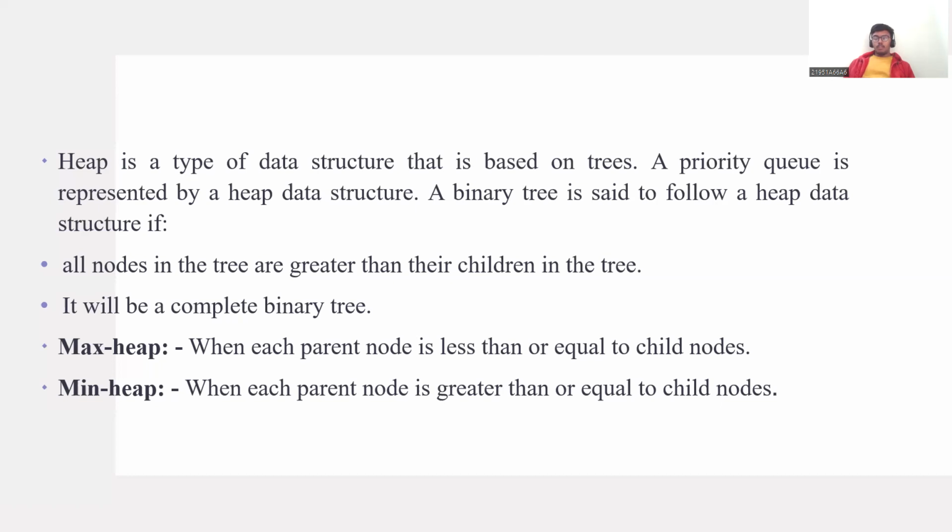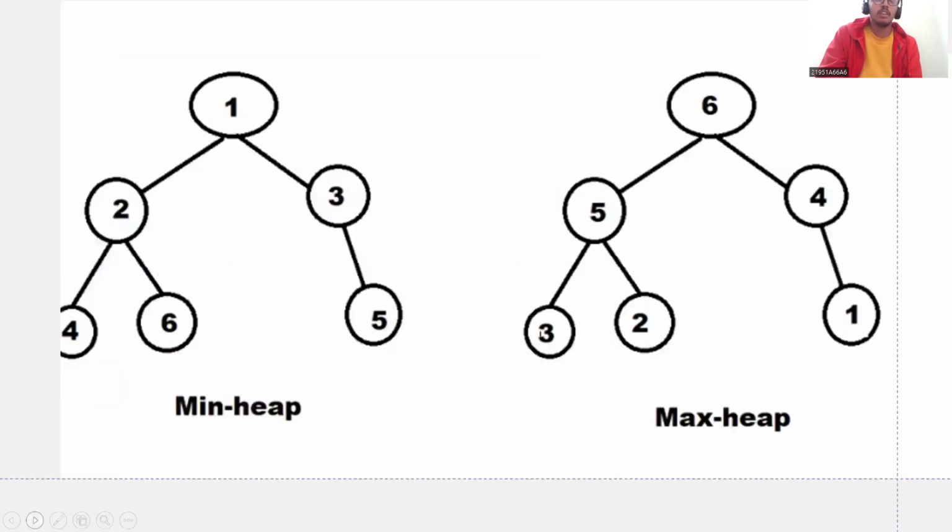One is the maximum heap, when each parent node is greater than or equal to its child nodes. The other is the minimum heap, when each parent node is less than or equal to its child nodes. Example of a minimum heap: 1, 2, 3, 6, 5, 4. Here 2 has 4 and 6, 3 has 5, and 1 has 2 and 3. This is a minimum heap. This is a maximum heap.